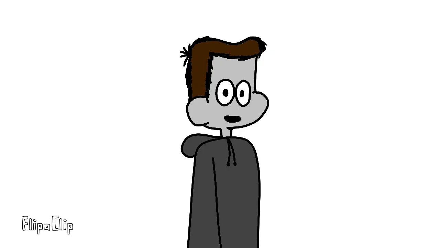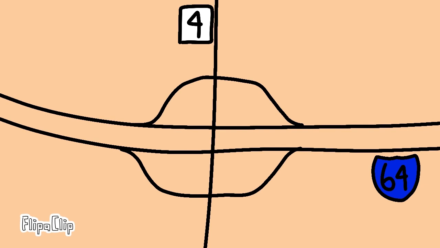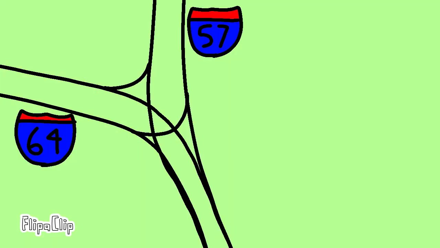I-64 meets the routes of Illinois 111, Interstate 255, Illinois 157, and Illinois 159 in East St. Louis. Outside of O'Fallon, 64 meets Illinois State Route 158 and US Route 50. South of Lebanon, 64 also meets Illinois Route 4. Interstate 64 continues through southern central Illinois, meeting routes in the cities of New Baden, Okawville, and Nashville. In Richview, 64 meets US 51 before meeting Interstate 57 in Mount Vernon.